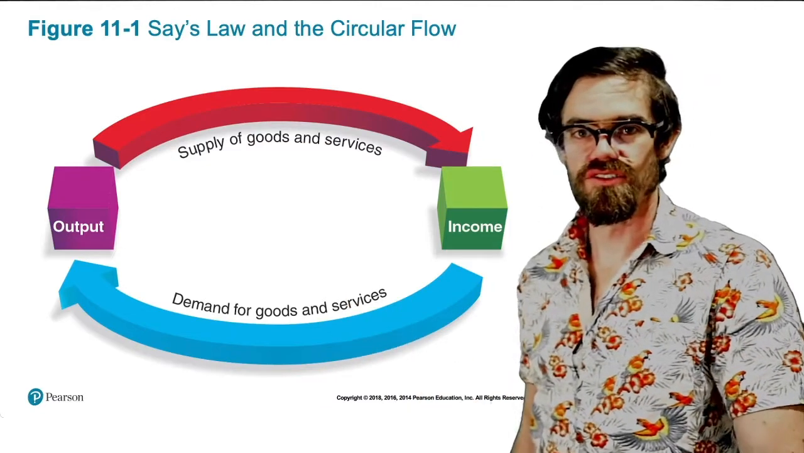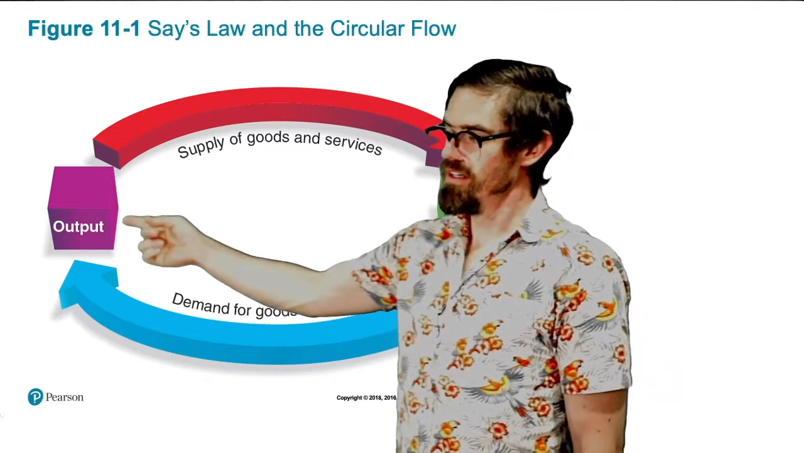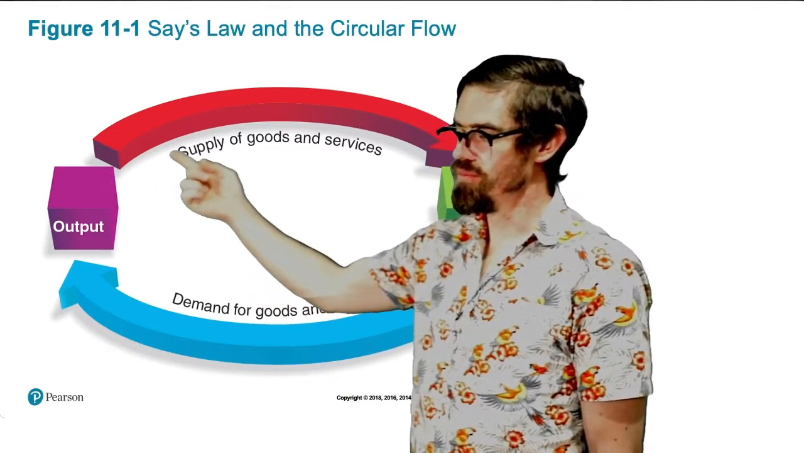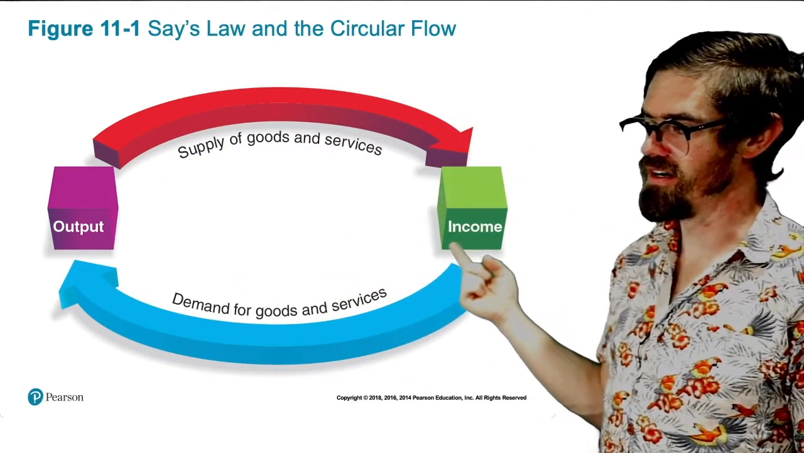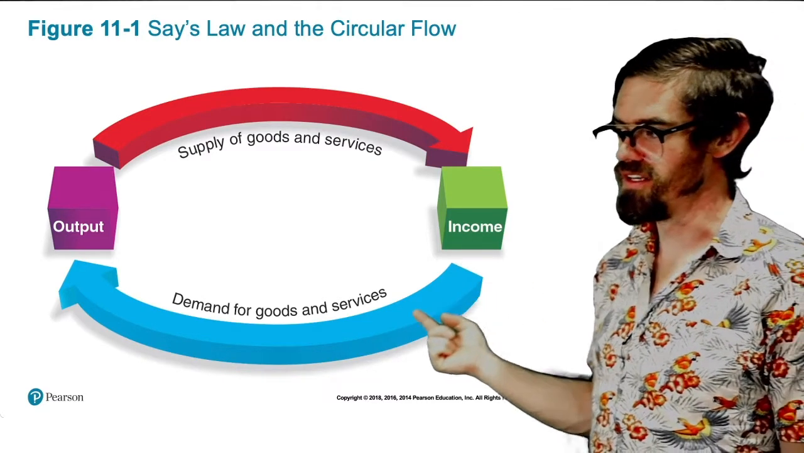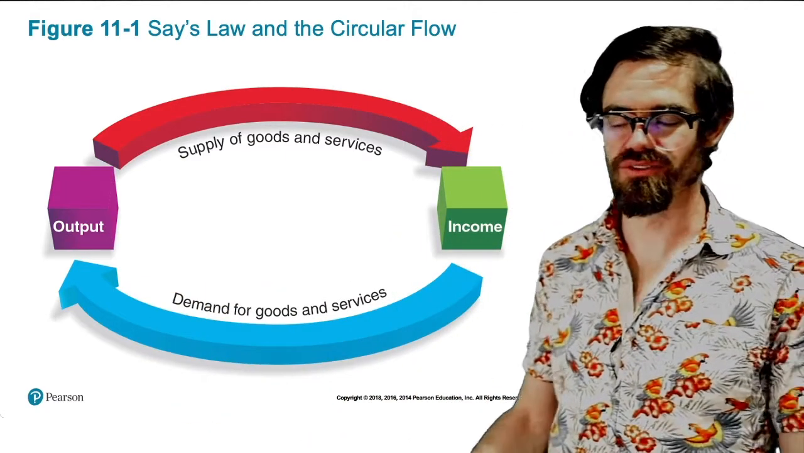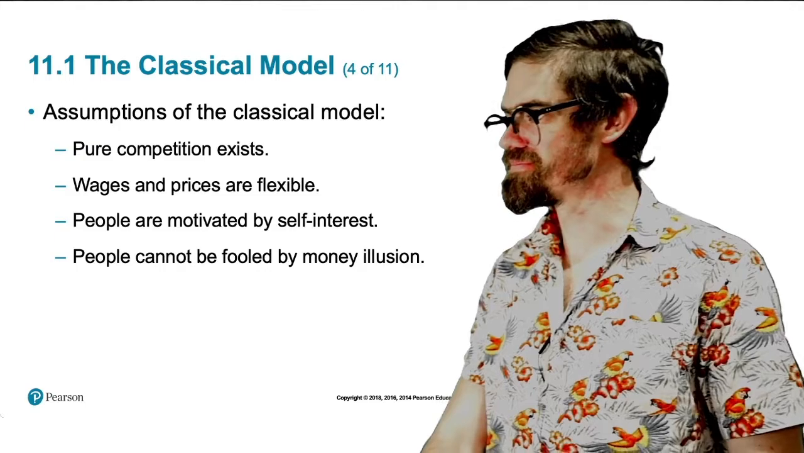So it looks a lot like the circular flow diagram that we've already seen. Basically, again, the idea is that the supply of an output provides the economy and the people within that economy a source of income that they can then use to buy that supply. Okay, so there you go. Supply creates its own demand.